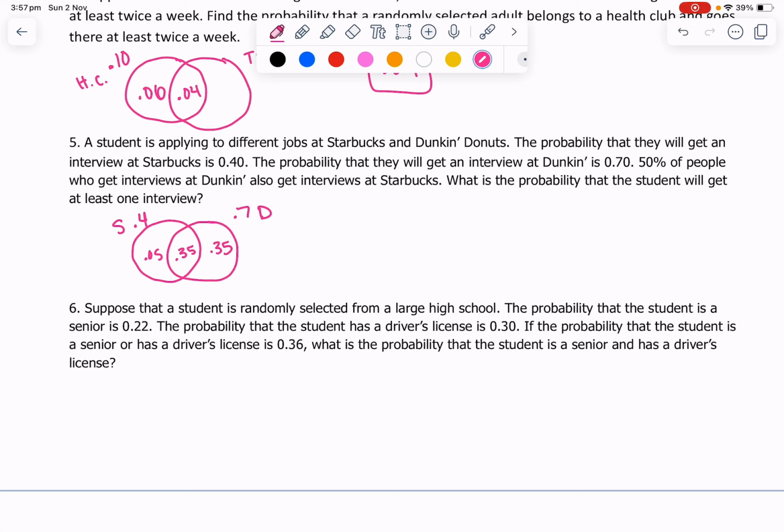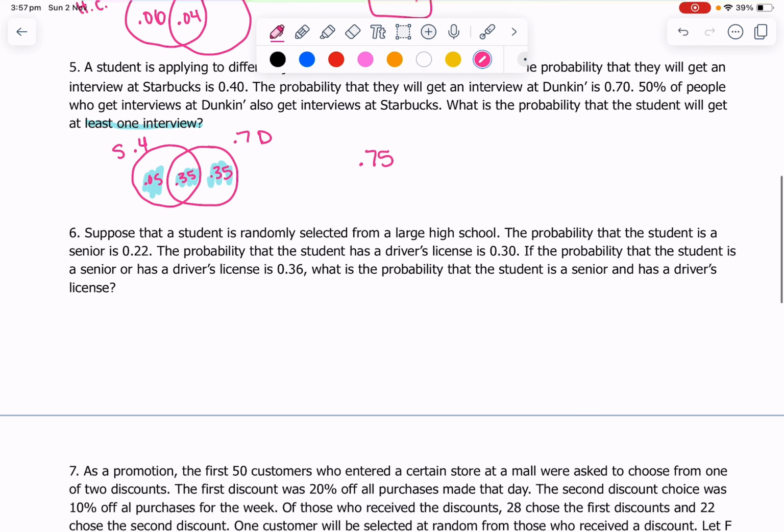What is the probability that they will get at least one interview? So at least one interview means, could be talking about these people, these guys, or these guys, all of them. What we're looking for is the union. So we add all those up and we get 0.75.